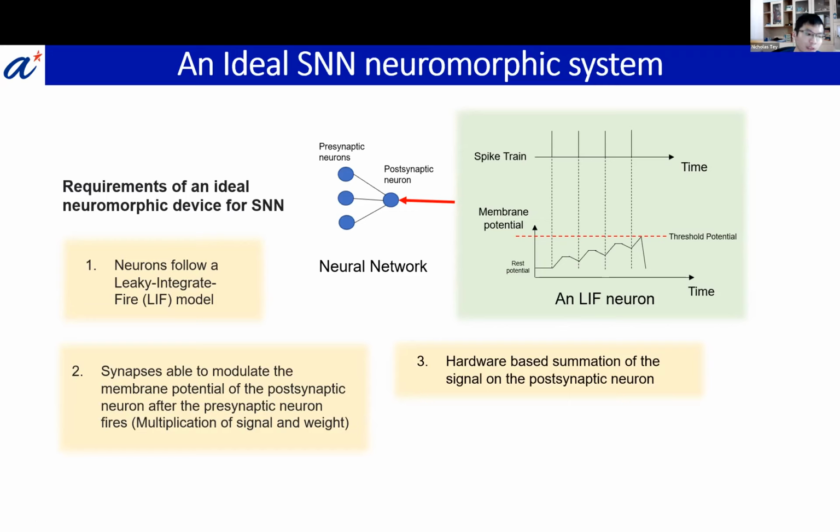So other requirements for an ideal neuromorphic device is that they must be able to perform multiplication of the signal and the synaptic weight, and be able to sum up the signal of the postsynaptic neuron, and be able to read out the spike once a neuron fires.